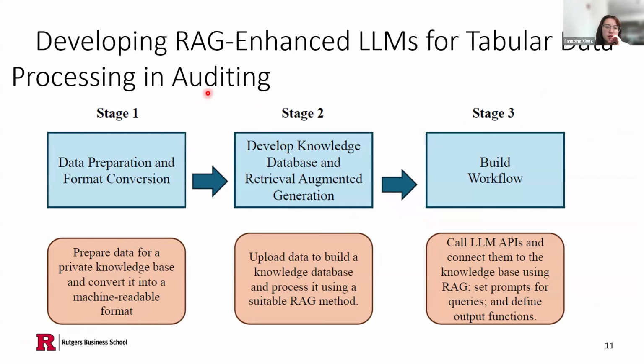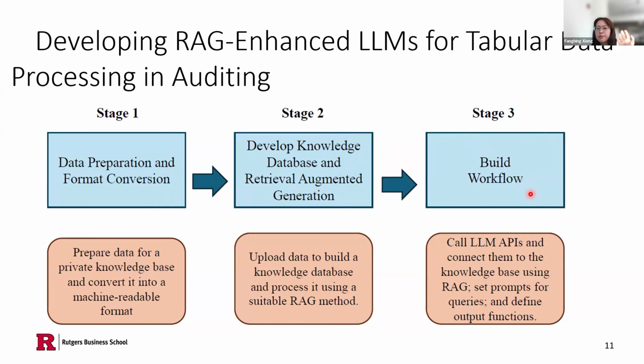Okay, and on a higher level, how to develop the RAG enhanced large language model for tabular data processing in auditing. First, prepare the data and convert it into a machine-readable format. We also recommend the TXT textual format because that will be clearer for the machine to read. Then develop a knowledge database and retrieval-augmented generation. That's where you upload the files and set up the chunk size and length.